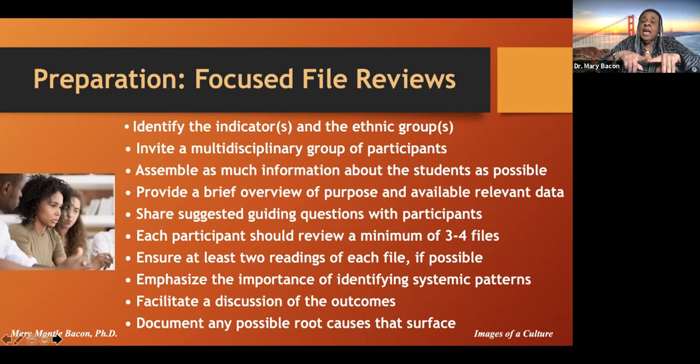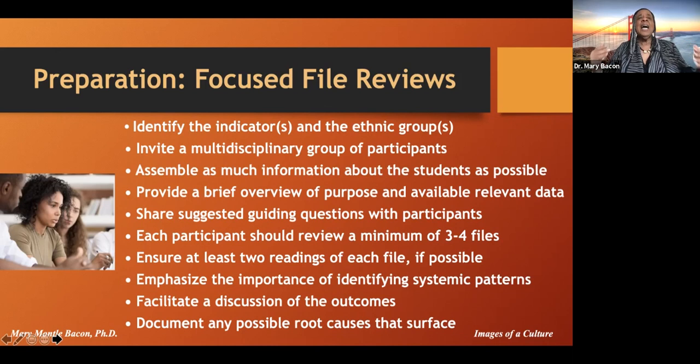You identify the indicator in the ethnic group if that is necessary, and you invite a multidisciplinary group of participants. Assemble as much information about the students as possible. In that initial session with them, provide a brief overview of the purpose and share suggested guided questions with participants so that you are shaping their lens and what they should look for as they see the file. Ensure that each participant reviews a minimum of 3 to 4 files if time permits, and that there be at least 2 readings of each file if possible.